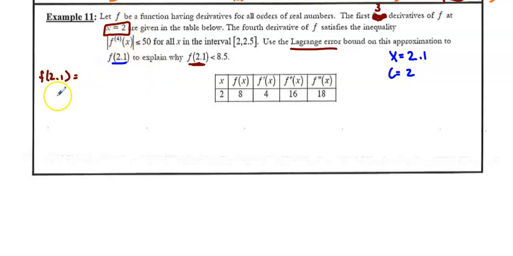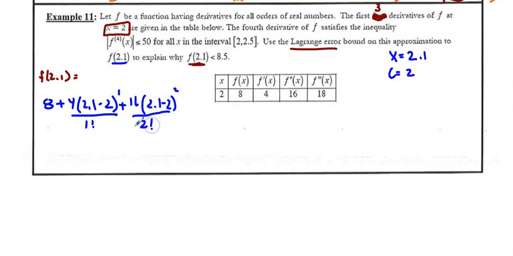So when we're finding the Taylor approximation for this, our first term is just f of 2, which is going to be 8. And then we're going to find the first derivative, which we have here is 4. And then remember, we're going to multiply by x minus c, right? So 2.1 minus 2 raised to the first power over 1 factorial. So this is our Taylor series. And then we're going to find the second derivative, which is 16. And we're going to do now 2.1 minus 2 squared over 2 factorial.